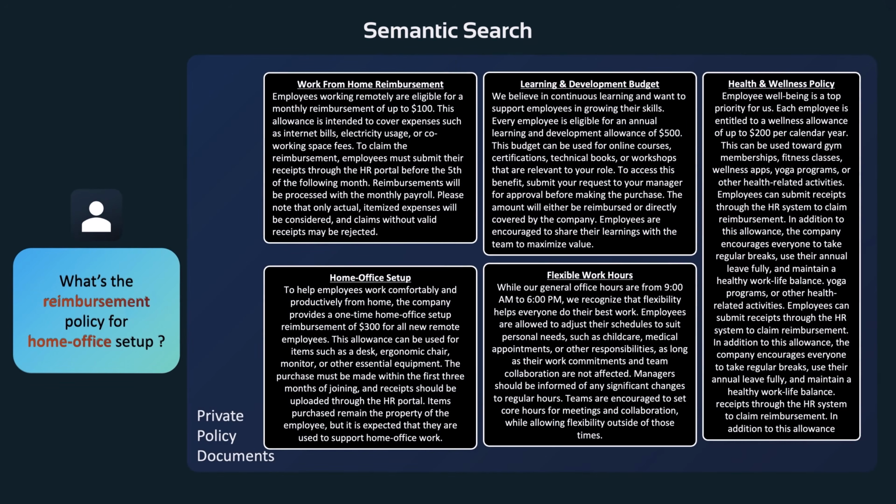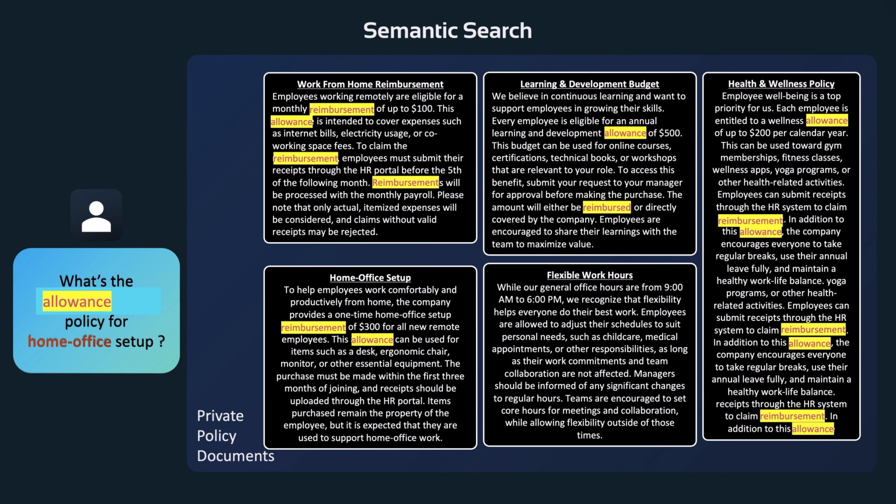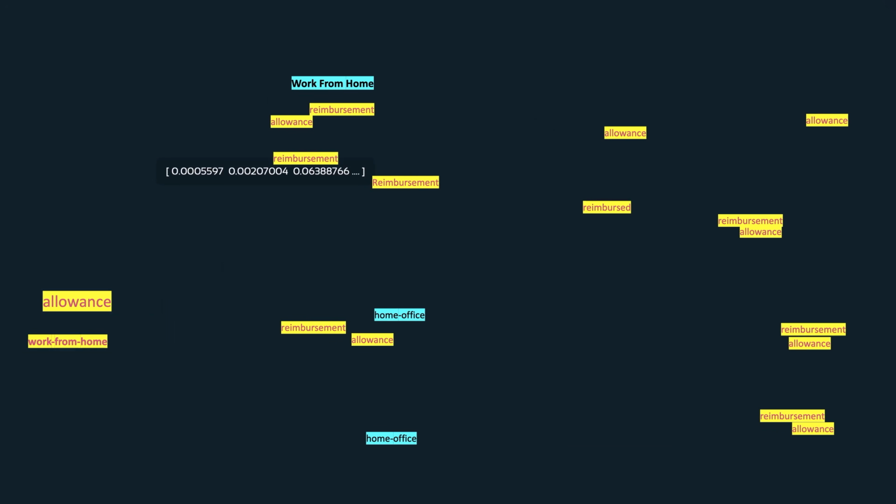So what exactly is semantic search? Think of it as search that understands meaning, not just words. When you search for allowance, semantic search can find documents about allowance or reimbursements or anything that has similar meaning, even if those exact words aren't used. Similarly, if you search for home office or work from home, it can find documents that has anything to do with remote work. The magic happens through something called embeddings.